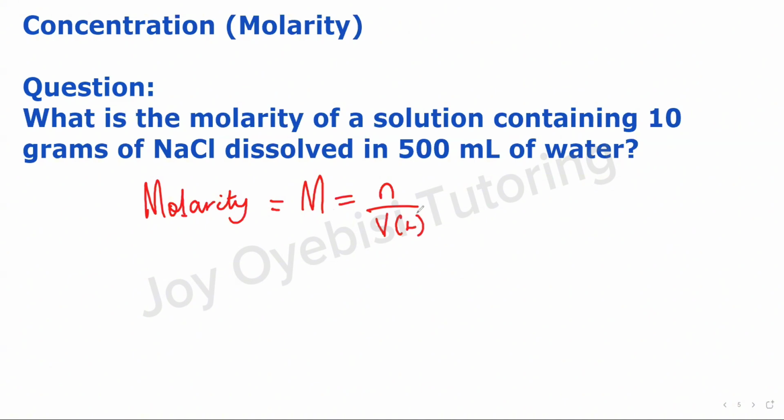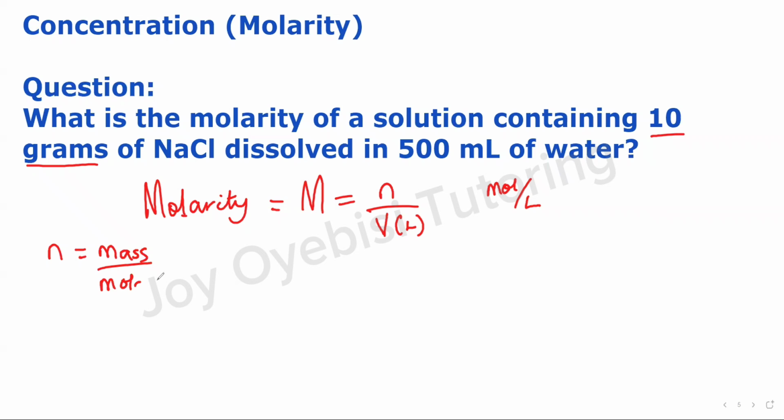The volume has to be in liters. So the unit for molarity is moles per liter. This is another way you can remember the formula. So now we need the moles, and we need the volume in liters. They gave us 10 grams. That is not moles. So we're going to first convert the 10 grams to moles. Remember, from the triangle method, n is equal to mass over molar mass.